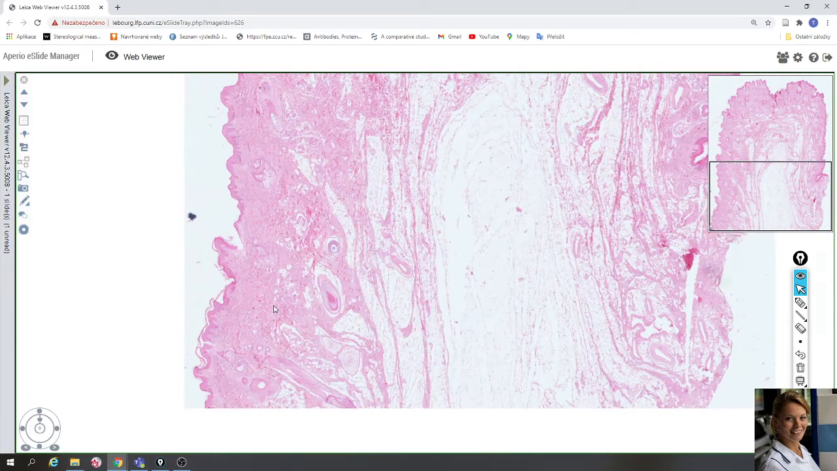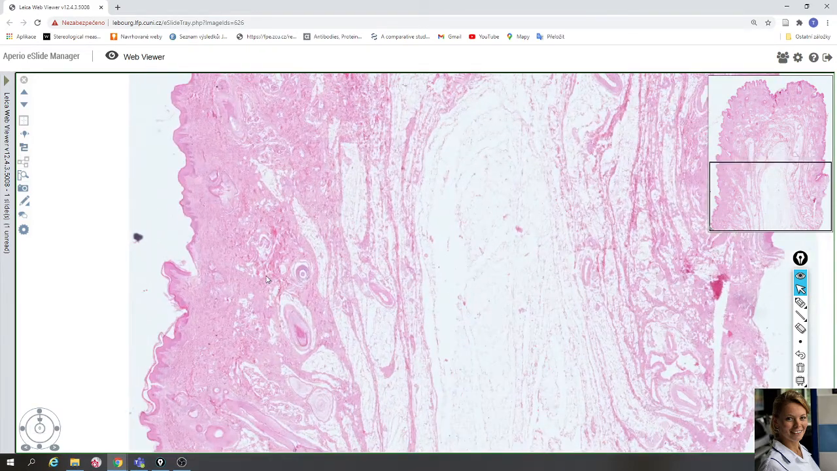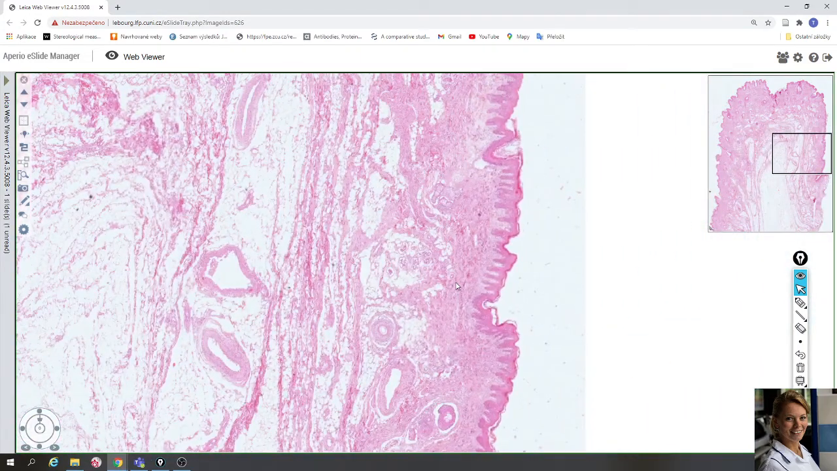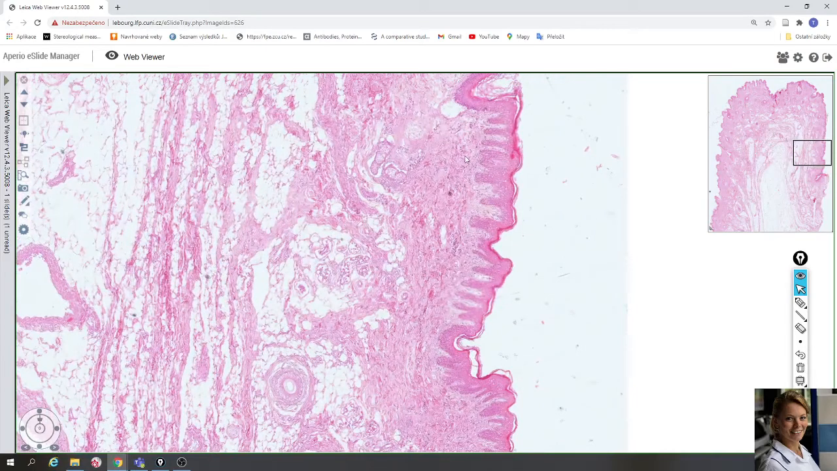the dermis is composed of collagen connective tissue. In the internal part, the dermis forms long, narrow papillae. So here you can see the long, narrow papillae. The dermis forms the papillae under the epithelium.